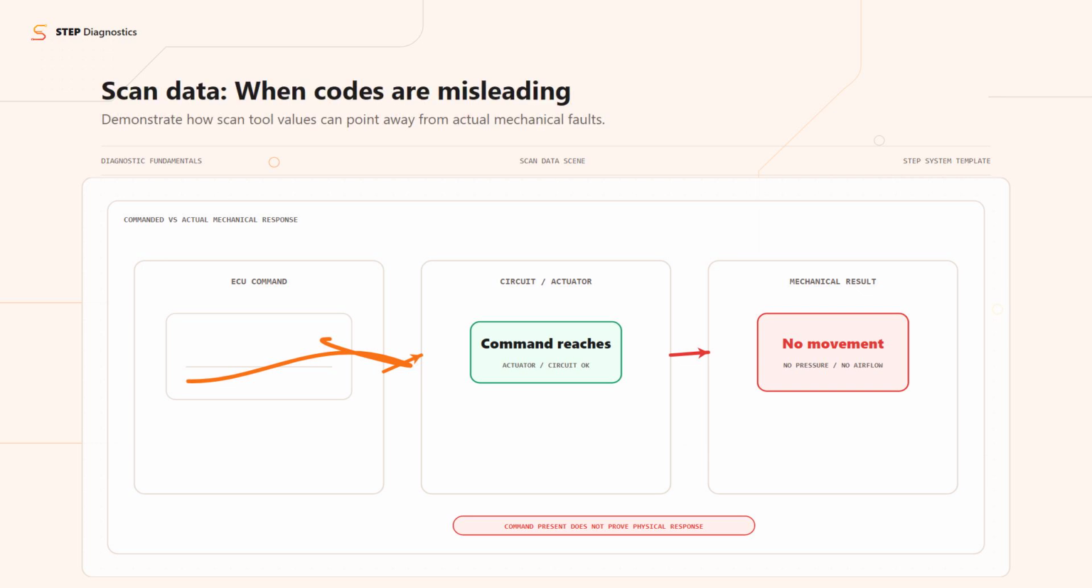Scan data displays what the ECU interprets, but mechanical issues can cause signals that look valid when tested at rest or out of context, misleading you to suspect a sensor or circuit. Always compare scan tool data to direct measurements and the real system response. Be alert when scan data is plausible, but the engine still behaves abnormally.